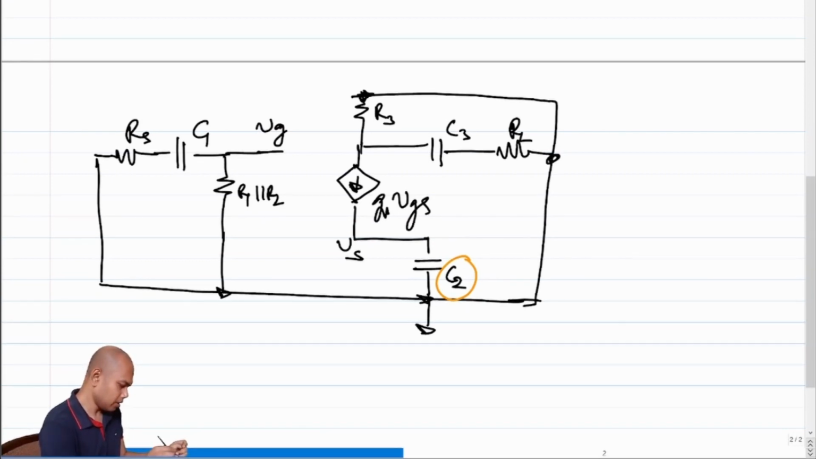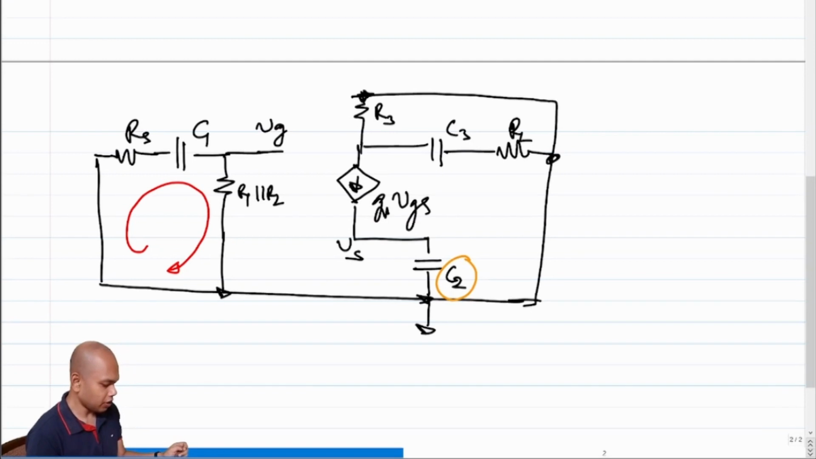Note that this loop is a self-contained loop and it doesn't have any source associated with it, right? So no current will flow into the loop. Since no current will flow into the loop, and given that this is 0 volt, what do you think the voltage at Vg will be? Incremental voltage at Vg is 0, right? So Vg goes to 0.